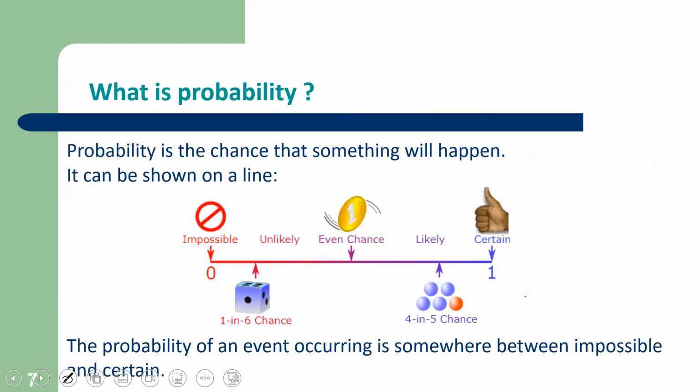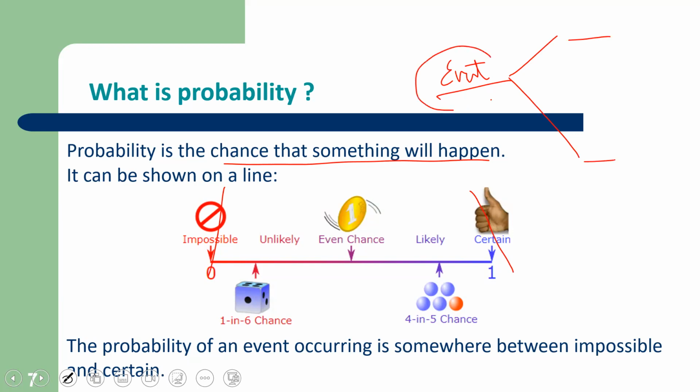Now, a little more understanding of probability. As we said, probability is the chance that something will happen. If you see this diagram, what do you understand? There are only two extreme situations: there could be an impossible state or there could be a certain state. For any event, whether it will happen or not, we need to find out how likely it is. For example, whether it will rain today or not. It can happen or it doesn't happen.